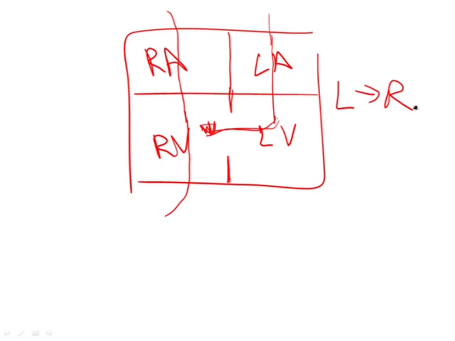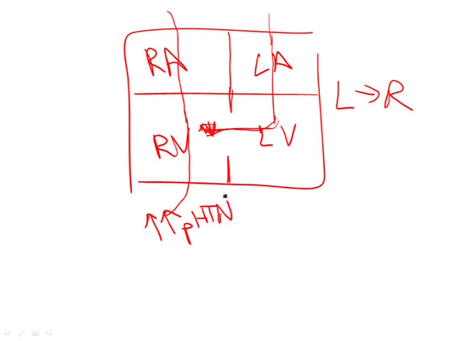Now, if this VSD is small, then it can be relatively asymptomatic. However, if the VSD is large, then large amounts of blood would cross over. Now, when that large amount of blood crosses over, that's going to increase the blood volume within the pulmonary circuit. The increase in blood volume within the pulmonary circuit will eventually result in pulmonary hypertension, so you'll get a high blood pressure within the pulmonary circuit.